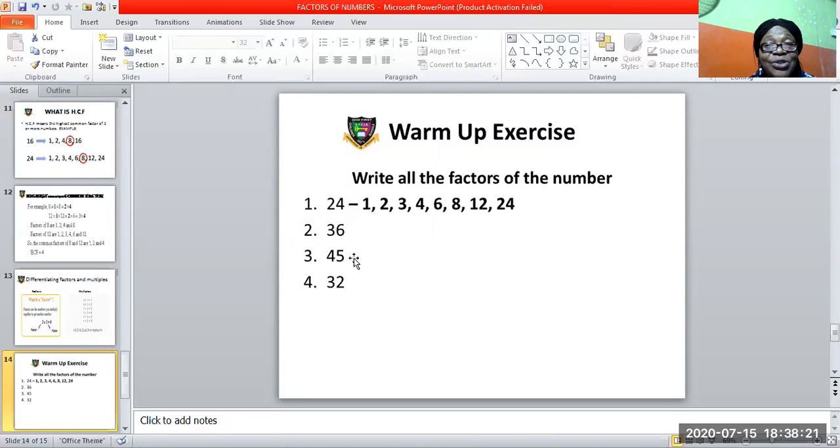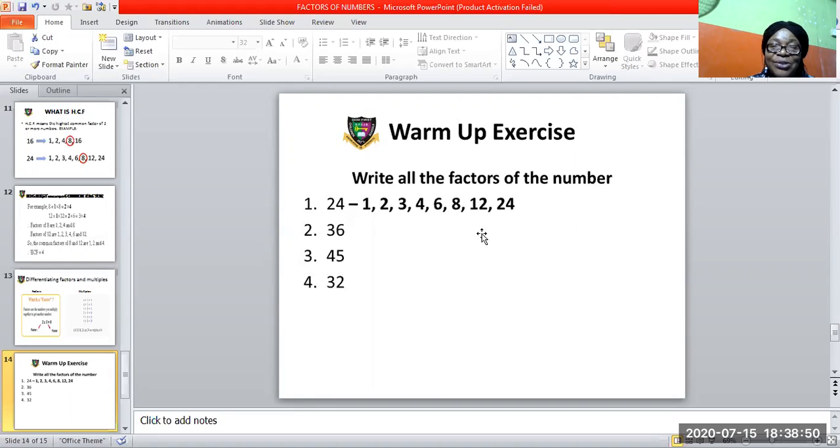What are the factors of 45? And we say factors of 45 are 1, 3, 5, 9, 15, 45.